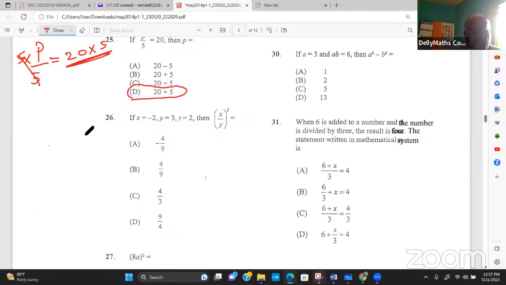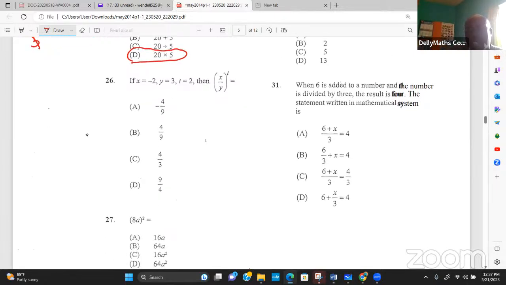26. If x is equal to -2, y is equal to 3, t is equal to 2, then x over y raised to the t. All we're gonna do is substitute x, -2, over y, 3, right? So we have that. And you want to raise that to the t squared. All right, when you square any number, it's always positive. So -2 squared is positive 4. Anything squared is positive, right? And positive 3 squared is 9. So you're looking for positive 4 over 9, right?